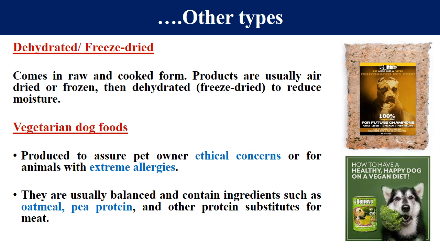Similarly, there are vegetarian dog foods, which are produced to address pet owners' ethical concerns or sometimes due to allergies, etc. They are usually balanced and contain ingredients such as oatmeal, pea protein and other protein substitutes. So these are some of the other varieties of pet foods.